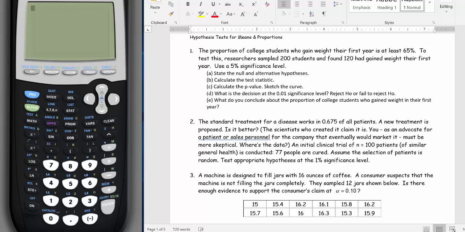This video is a summary of chapter 10. I prepared some examples to show you how to perform a hypothesis test about the proportion of the population or the mean of the population.